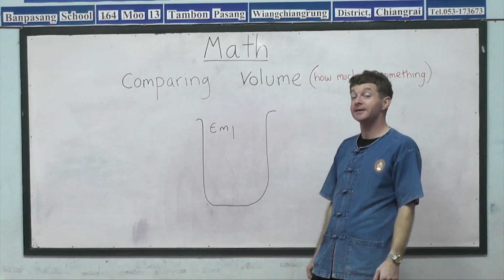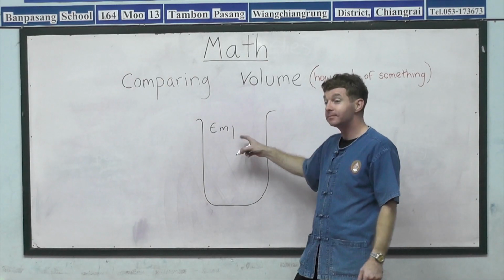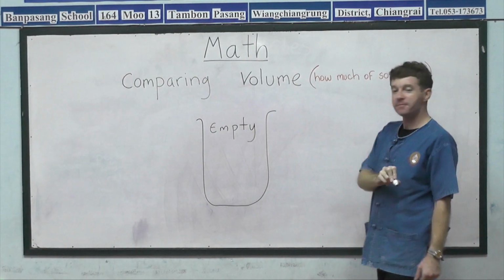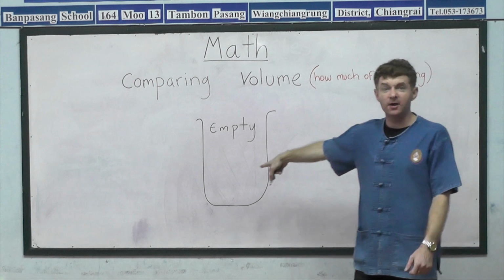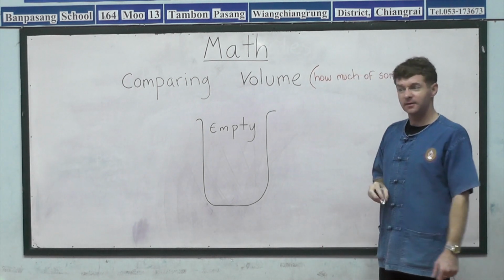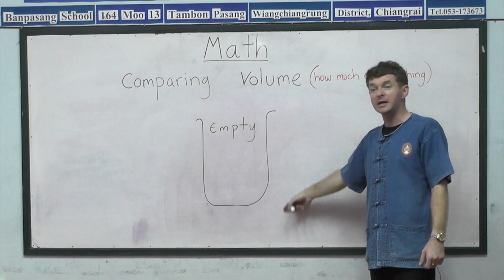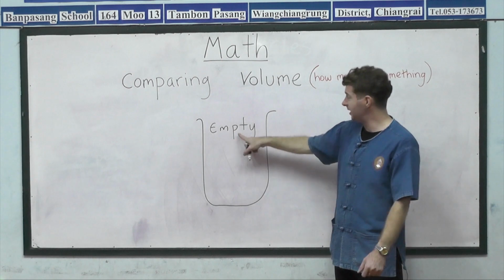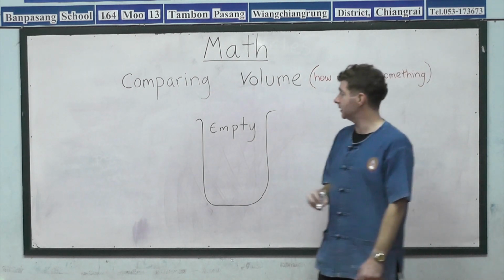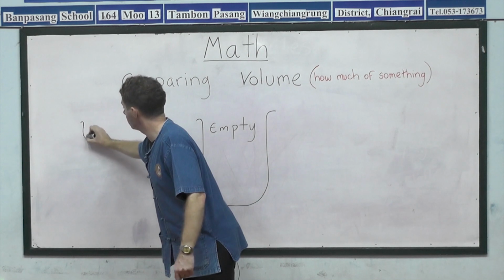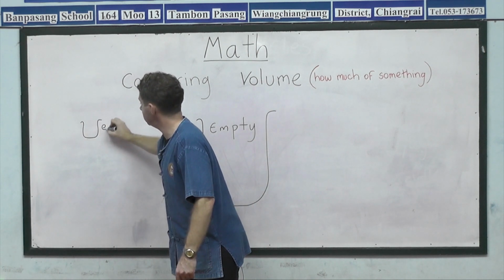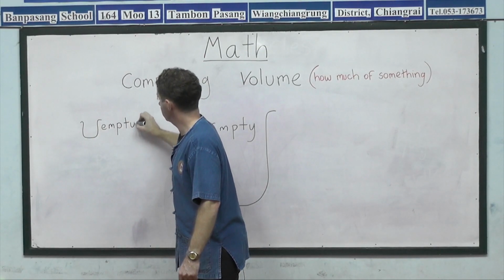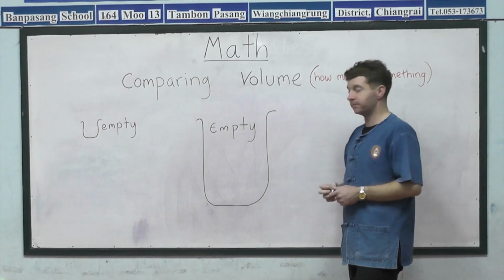How do we spell empty? E M P T Y. Empty. The container is empty. We don't need to look at how many milliliters anymore because we know the container is empty. So I will draw another smaller one here for reference. E M P T Y. Empty. Okay.